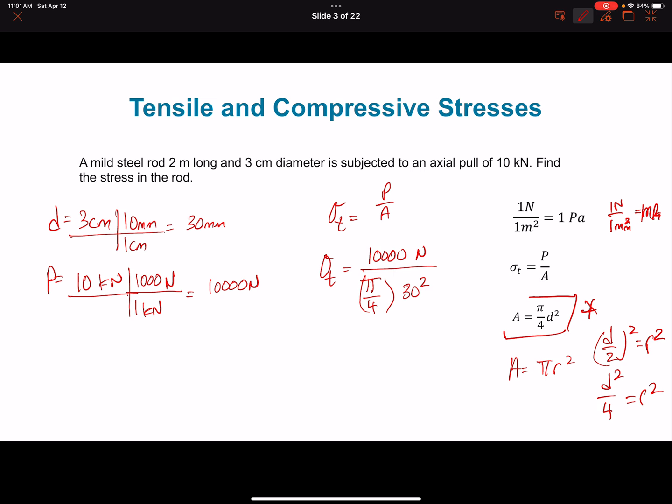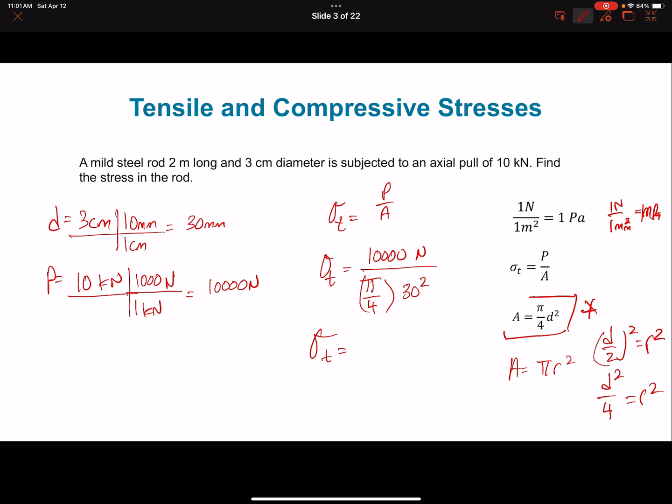Now when you put this in your calculator, make sure that you're putting the correct brackets in the denominator. So when you go to find sigma T and you take 10,000, you want to make sure that you're not doing 10,000 divided by pi times 4, or divided by 4 times 30 squared, and just putting them straight into your calculator and getting the wrong answer, because that will be an order of operations problem.